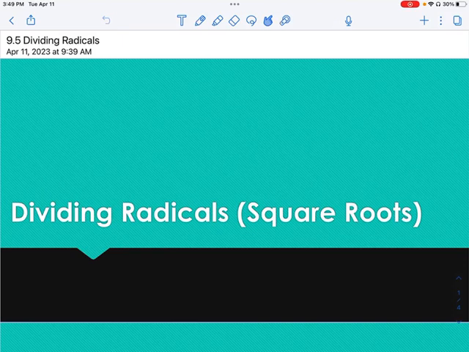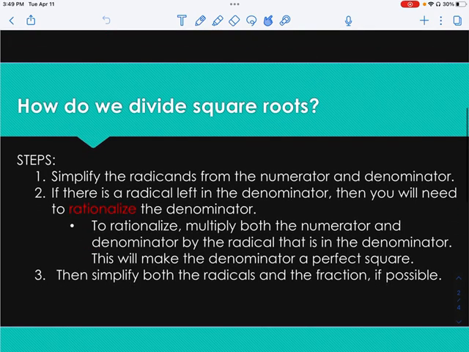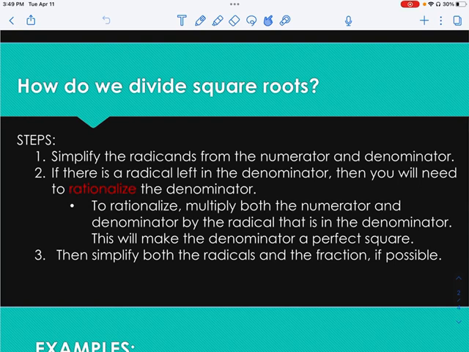All right, we're going to continue in chapter 9 with dividing radicals now. In other words, we're going to be dividing square roots. All right, so how do we divide square roots? Simplify. What we simply do is we simplify the radicands from the numerator and denominator as much as we can. If there is a radical left in the denominator, though, you will need to rationalize the denominator.